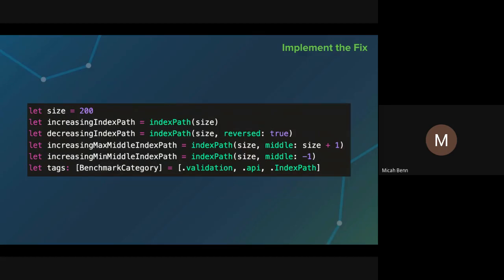At the top of the file, we have our global variables, and we want them to be global so we can offset the benchmark execution time. There are examples in other benchmarks that have fewer global variables than I have, but it was just suggested in the PR that I include these variables as global. We have our tags that basically categorize the benchmark. So it's a validation, an API benchmark, and an IndexPath benchmark.